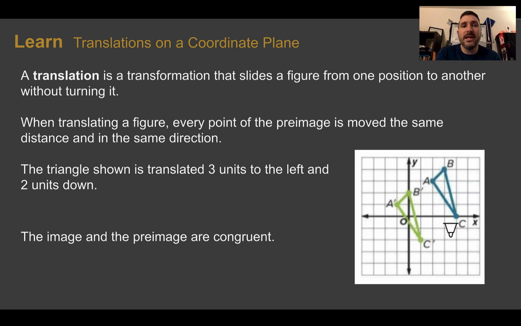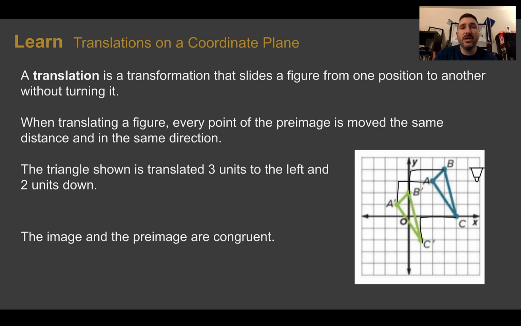Let's learn translations on a coordinate plane. A translation is a transformation that slides a figure from one position to another without turning it. When translating a figure, every point of the pre-image is moved the same distance and the same direction. Here we can see our pre-image in blue. It's translated 3 units to the left and 2 units down. So every point was 3 left, 2 down.